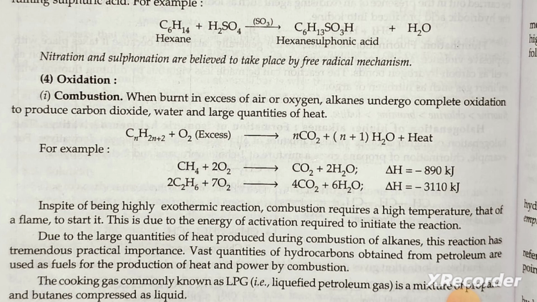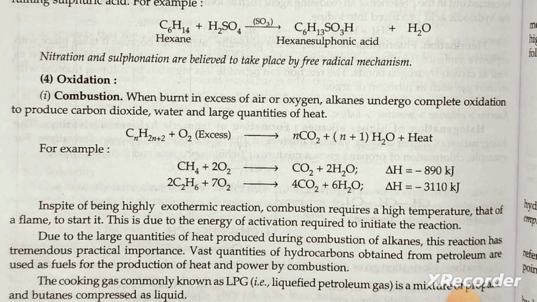2C2H6 plus 7O2 gives 4CO2 plus 6 H2O. Delta H is equal to minus 3110 kilojoule. In spite of being a highly exothermic reaction, combustion requires a higher temperature, that of a flame, to start it. This is due to the energy of activation required to initiate the reaction. Due to the large quantities of heat produced during combustion of alkanes, this reaction has tremendous practical importance.